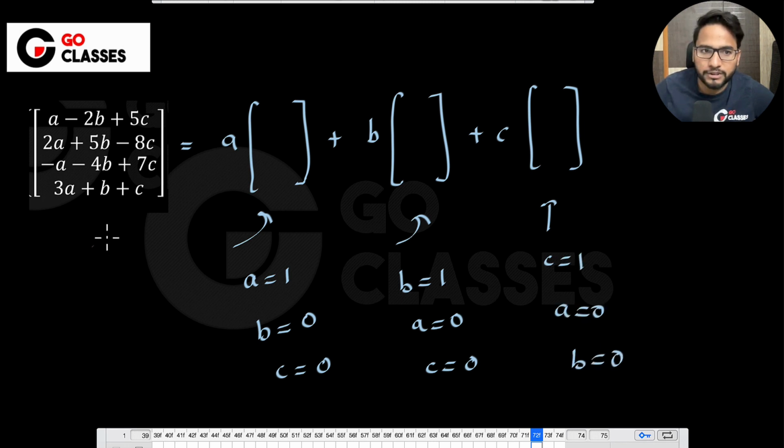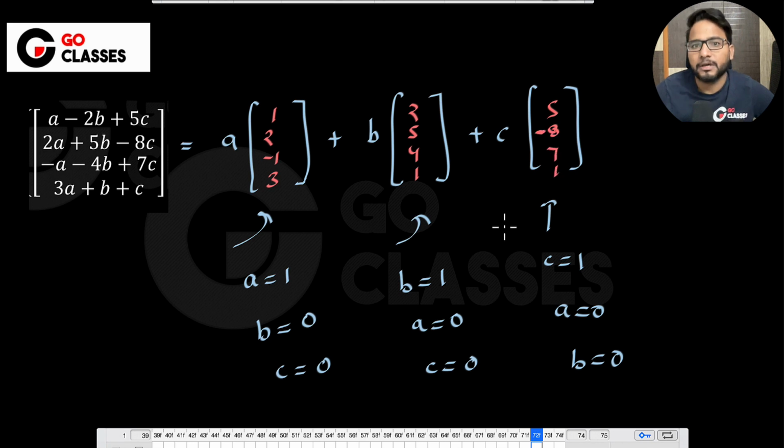Now let me write the coefficients. So it will be 1 minus 0 plus 0, right? So it will be just 1, 2, minus 1 and 3. It will be 2, 5, 4 and 1. It will be 5, 8, minus 8, 7 and 1. So these are the 3 vectors we have got.